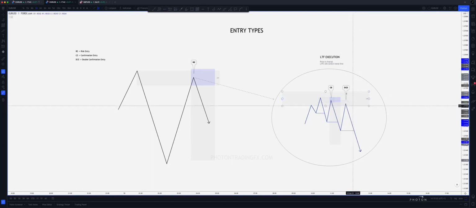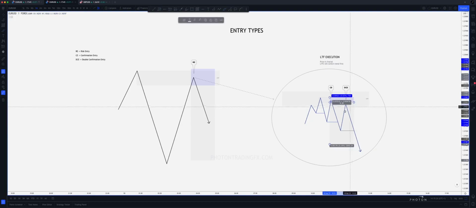And then, as the name suggests, a double confirmation entry is when we have that double break of structure. So we have that first initial break of structure, we then see price pull back, tap into supply, and then we get another break of structure, and that secondary supply is your double confirmation entry, right? And then, I guess technically you could keep doing that, and you would get a triple confirmation entry, so on and so forth.